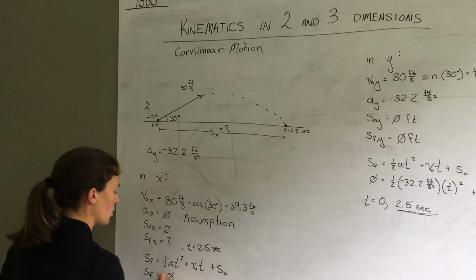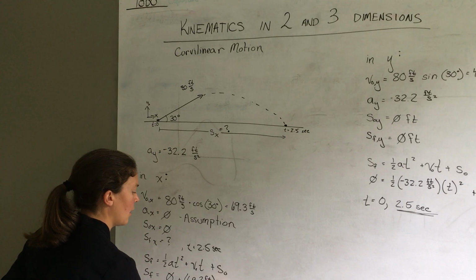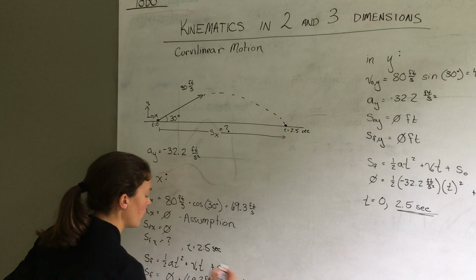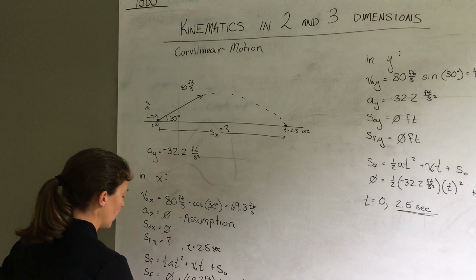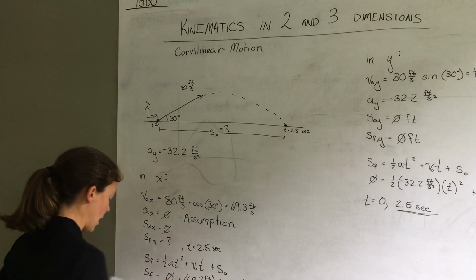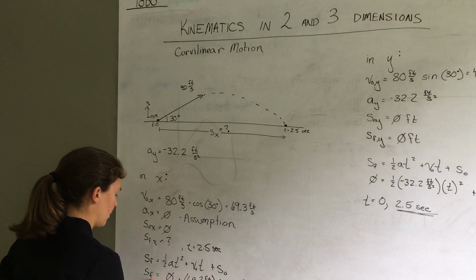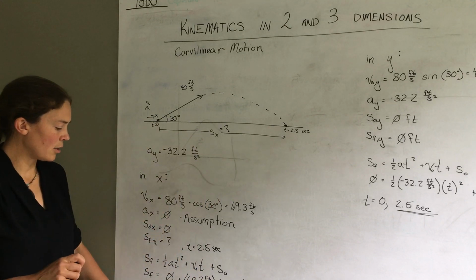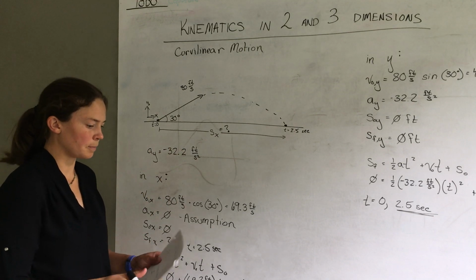We have 0 acceleration, so I don't need to worry about that first term. My velocity is 69.3 feet per second. I'm going to go for 2.5 seconds, and my initial position is 0. So this gives me a final position of that pumpkin of 173.3 feet. So that pumpkin has traveled 173 feet in those 2.5 seconds, and that's where it collides with the ground.